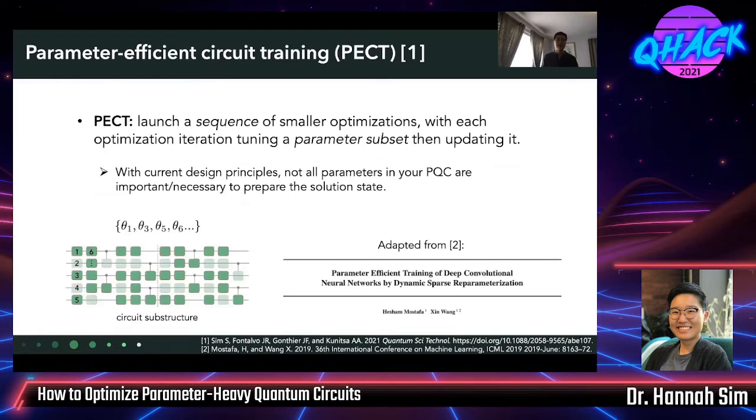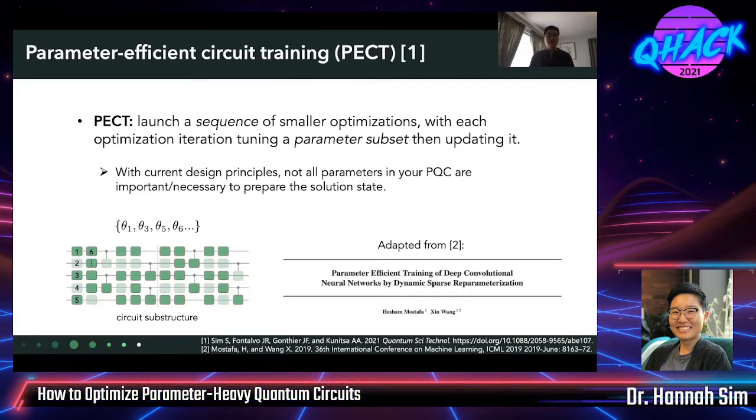And so instead, what we present is what we call parameter efficient circuit training, or PECT, where instead of trying to tackle that large optimization task all at once by tuning every parameter, you instead launch a sequence of smaller optimizations, with each optimization iteration tuning a parameter subset and refining and updating that subset. And again, the idea of this approach comes from the fact that the way that we're currently designing circuits, not all the parameters of your circuit are necessarily important to prepare the solution state.